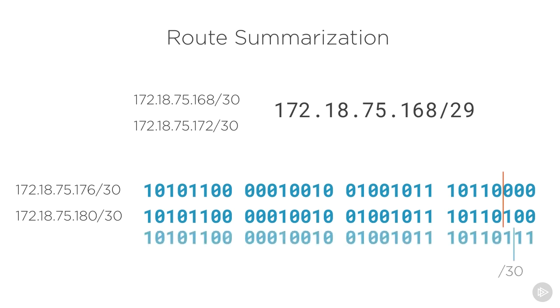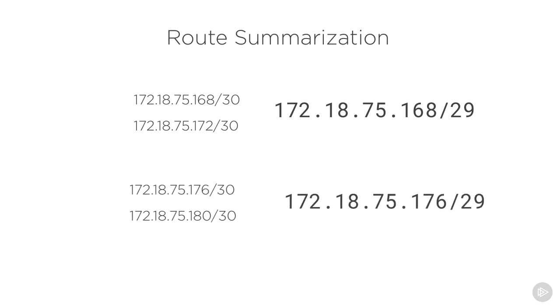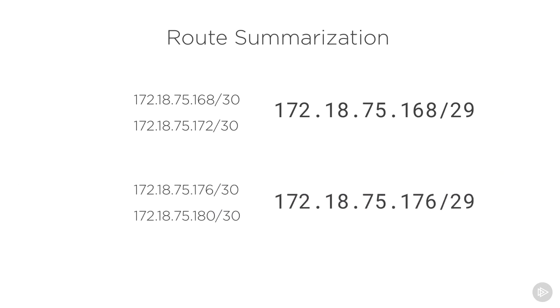If I calculate that broadcast address for my second network and then apply my /29 mask, here again we'll find out that the first address in my range is all zeros in the host portion. The last address is all ones, which is the correct range from my network address to my broadcast address. So we can summarize that second set of addresses as 172.18.75.176/29.